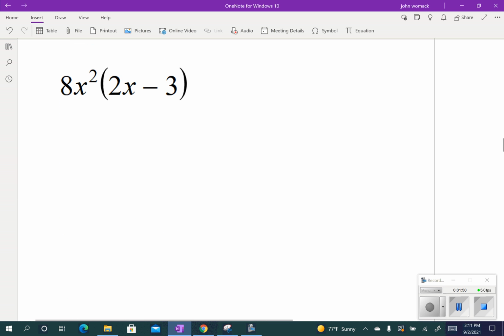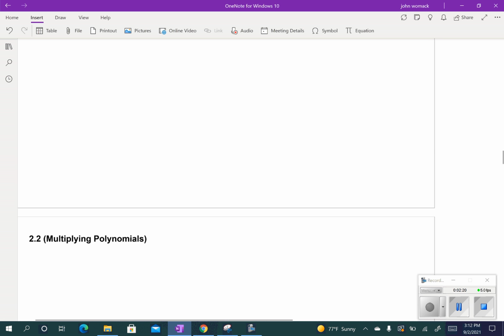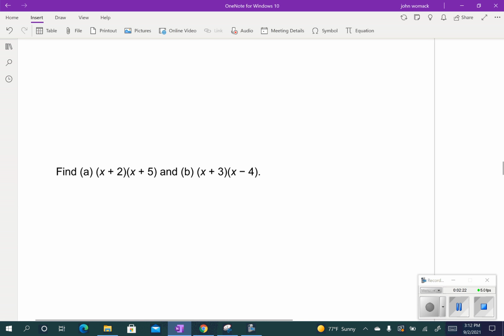You guys try this one. So pause the video. Try multiplying this one out. Okay, you go on 8x squared times 2x. That would be 16x to the 3rd. Then I have 8x squared times a minus 3. Be careful of signs. It's a positive 8 times a negative 3. That's a negative 24, so we put a minus 24. Always pluses and minuses between there. And there has to be an x squared. So 8x squared times minus 3 is minus 24x squared.